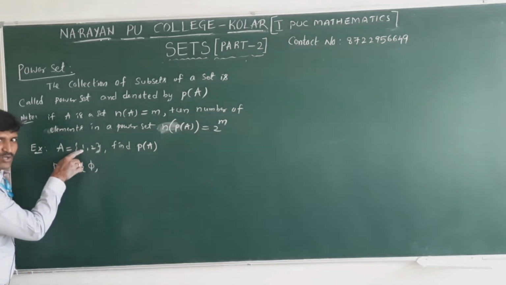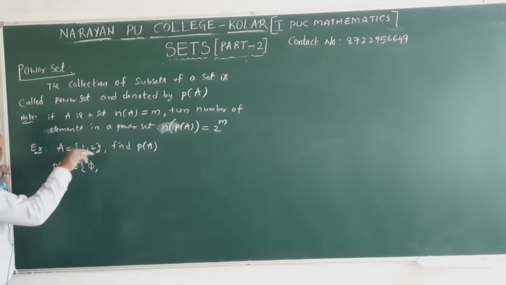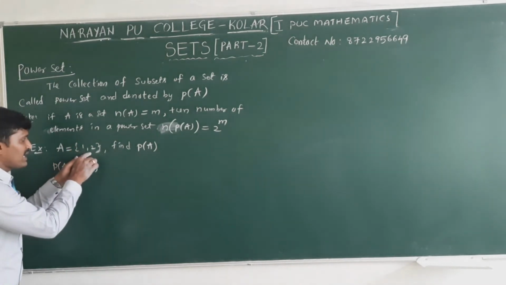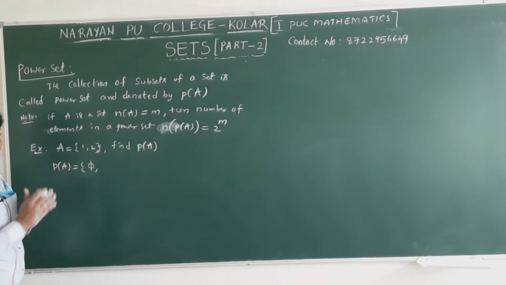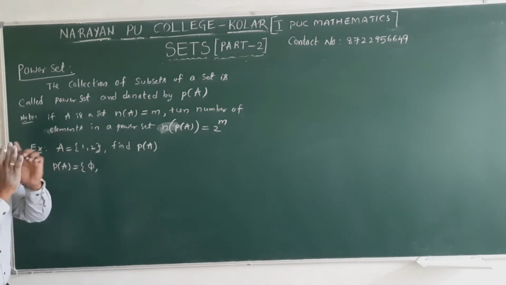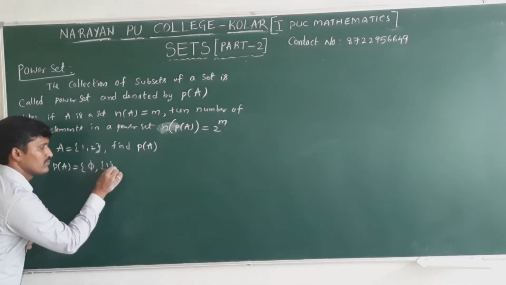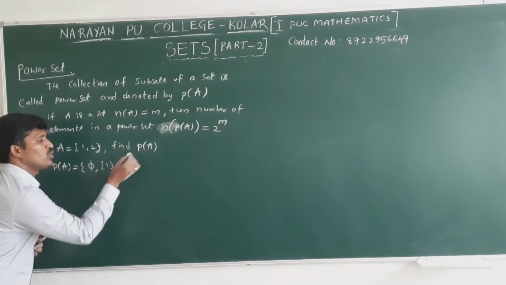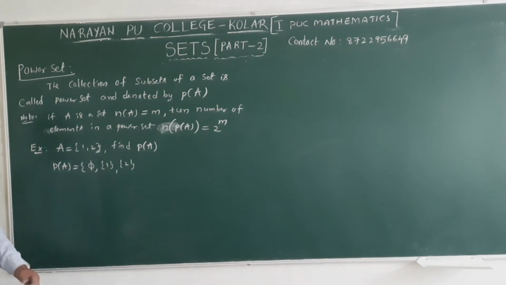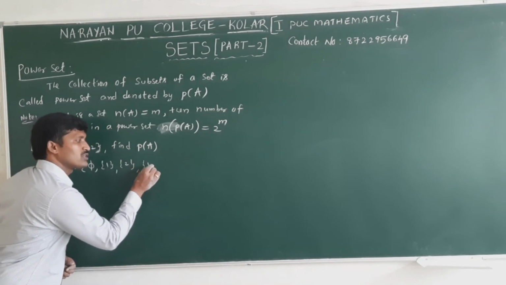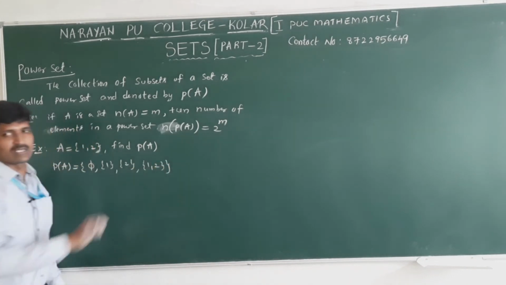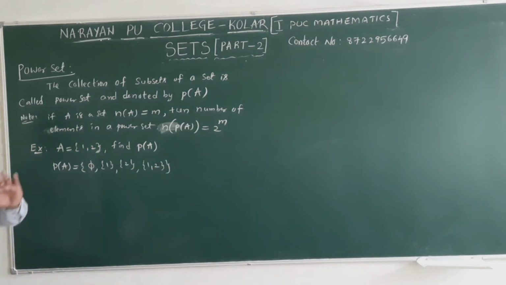{1} is one subset only. {2} is also one subset, because we can divide this set into parts. How many elements are there? That many parts we can make. So {1} is one subset. Only 2, if you take, that is also one subset. I can take the combination of both, {1, 2}, also one subset. Is all clear? I will repeat again.